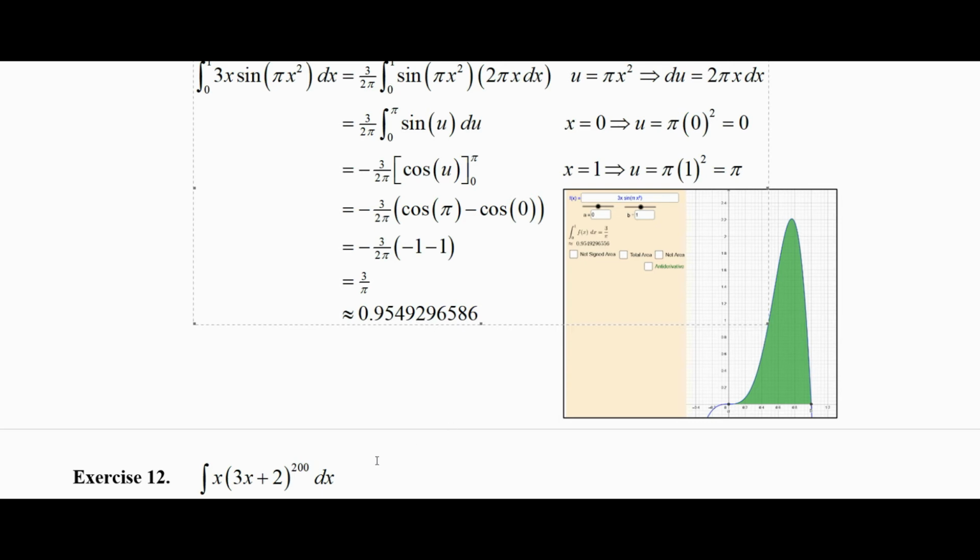All right, here's another one for you to try. The integral of x times parentheses 3x plus 2 to the 200th. Now, one way we could do this is expand this out to 201 terms, distribute the x, and do it that way. But that's the hard way. Is there a way to do this with the substitution? You try it. Come back and we'll check our work in just a second.